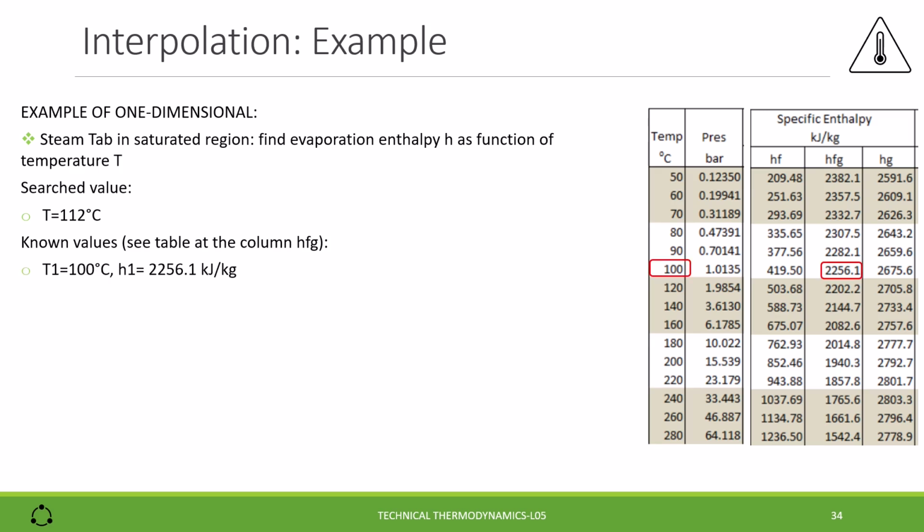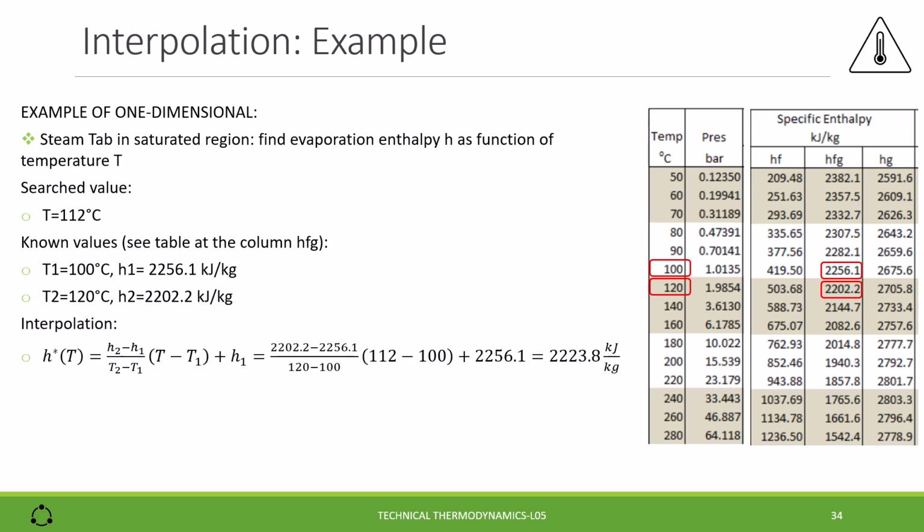Temperature T1 100 degrees and the corresponding enthalpy 2256.1 kJ per kilogram. Temperature T2 120 degrees, the corresponding enthalpy is 2202.2 kJ per kilogram. The interpolation used the formula already displayed and gives a value of 2223.8 kJ per kilogram. The exact value is slightly different.